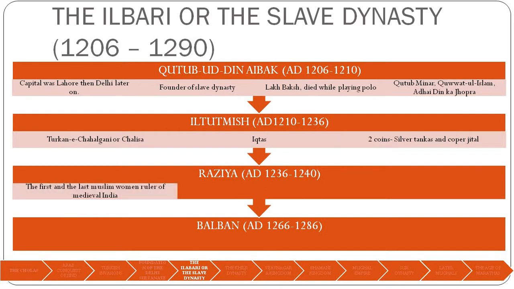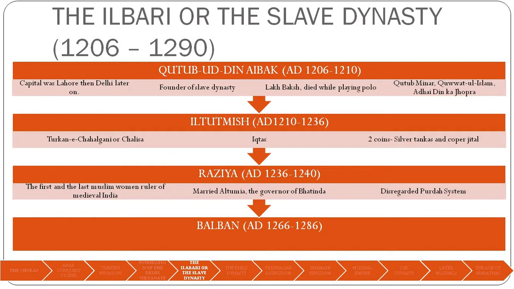Then came Razia, the first and the last Muslim woman ruler of the medieval period. She disregarded Parda and married Altunia, who was the governor of Bhatinda. So it's important here, Razia was the first and the last woman who ruled in the medieval period.